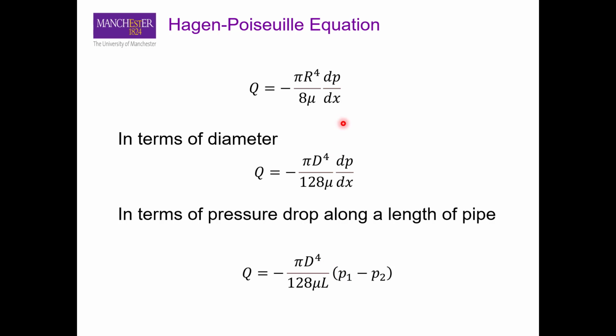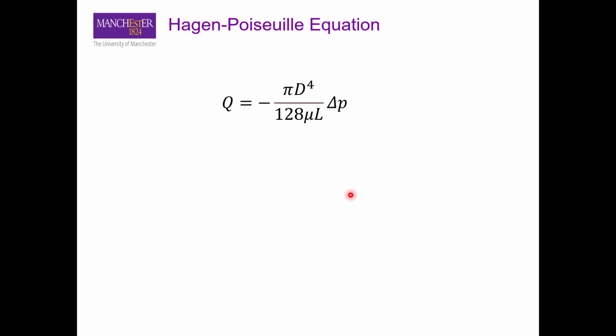If you again integrate both sides, taking dx on one side and dp on the other, integrating over the channel length and the delta p, we can write Q equals minus pi d to the power 4 over 128 mu L times delta P. Again, it shows that Q is only possible if you have a pressure gradient, and the pressure is going to drop for a certain value of Q. So that is the final Hagen-Poiseuille equation in the form of diameter.